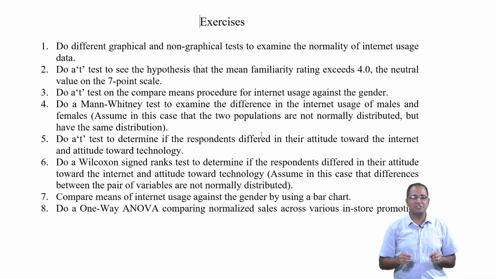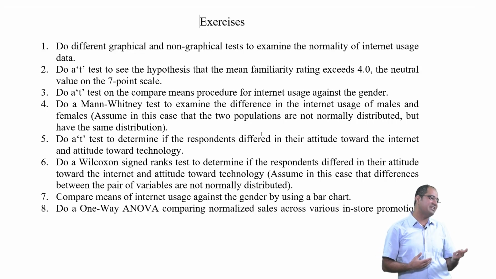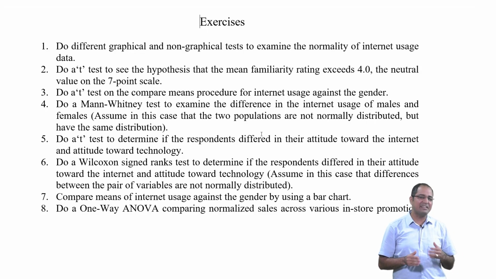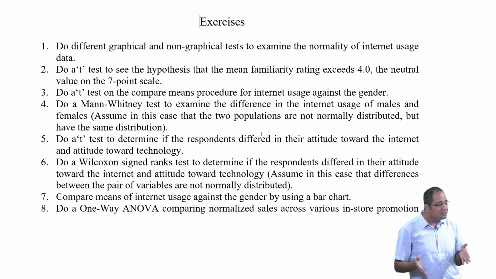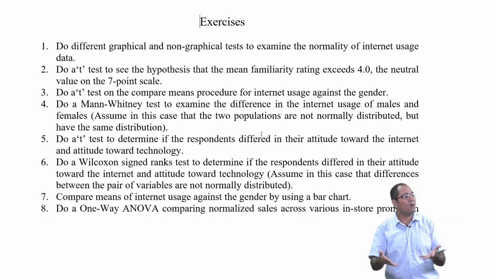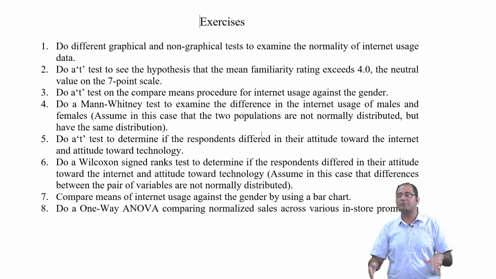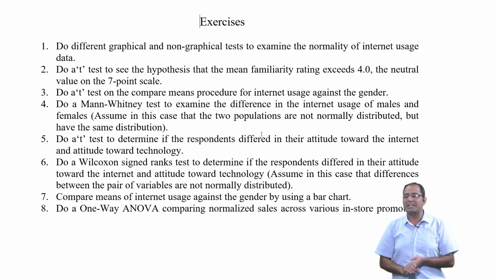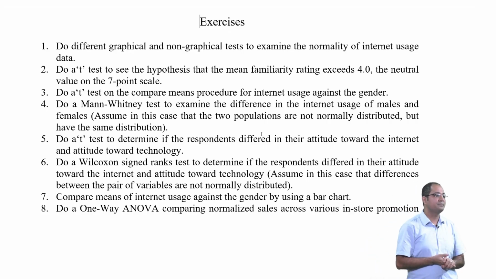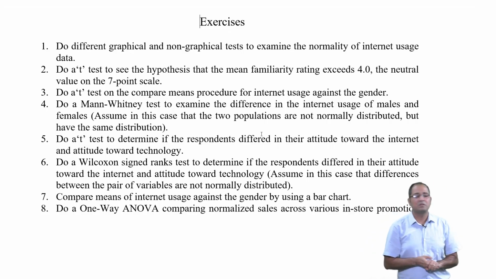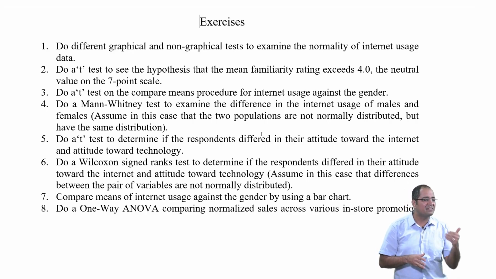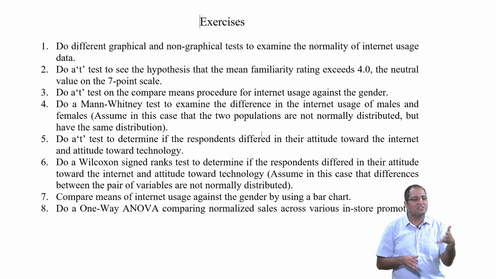So the first one is to do graphical and non-graphical tests to examine the normality of internet usage data. Now the internet usage data sample size is 30, so we need not actually require doing it. But in case you have a sample size less than 30, then you need to conduct this normality test of whether the population is normally distributed.